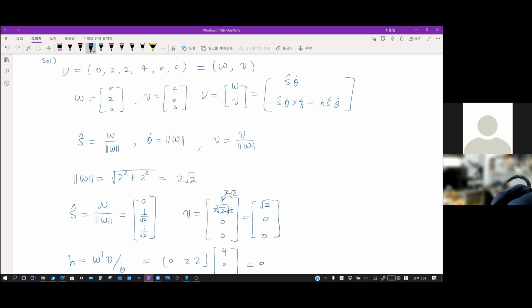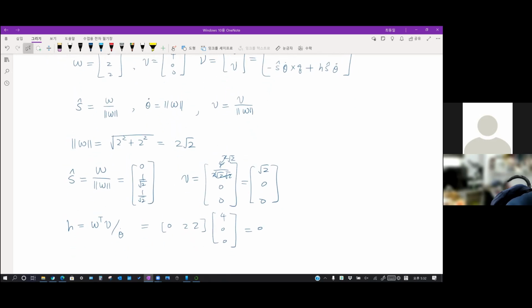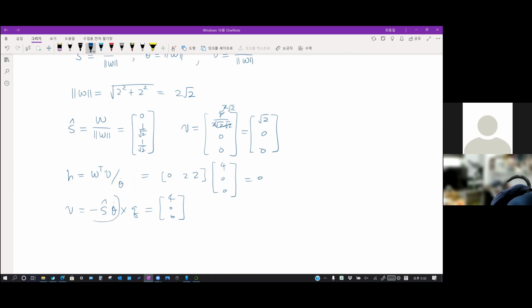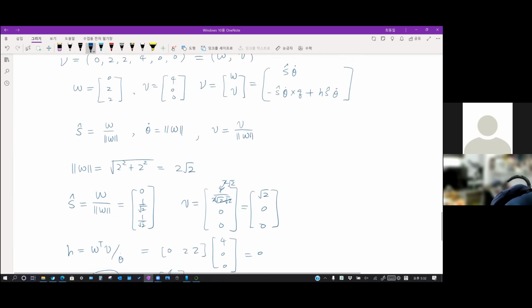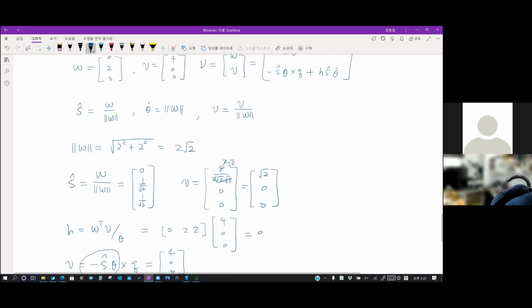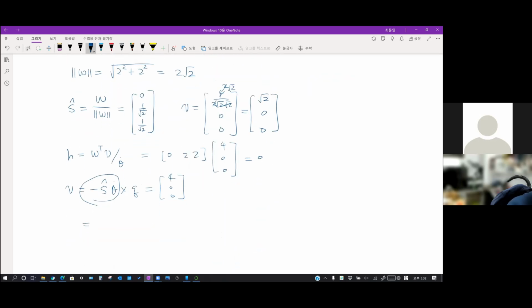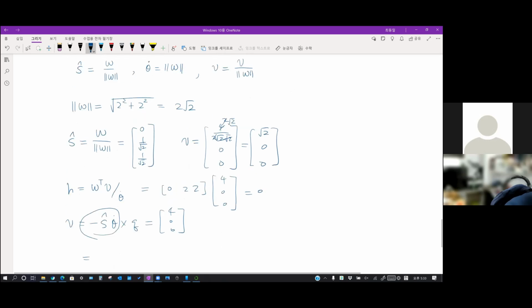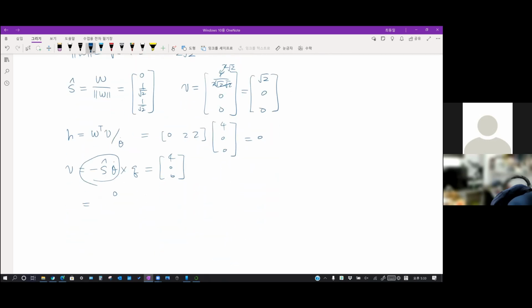So minus S hat theta dot cross Q equals V. This one is 4, 0, 0. And this one is the same as the original omega. The original omega was 0, 2, 2. So minus omega cross Q equals 4, 0, 0.